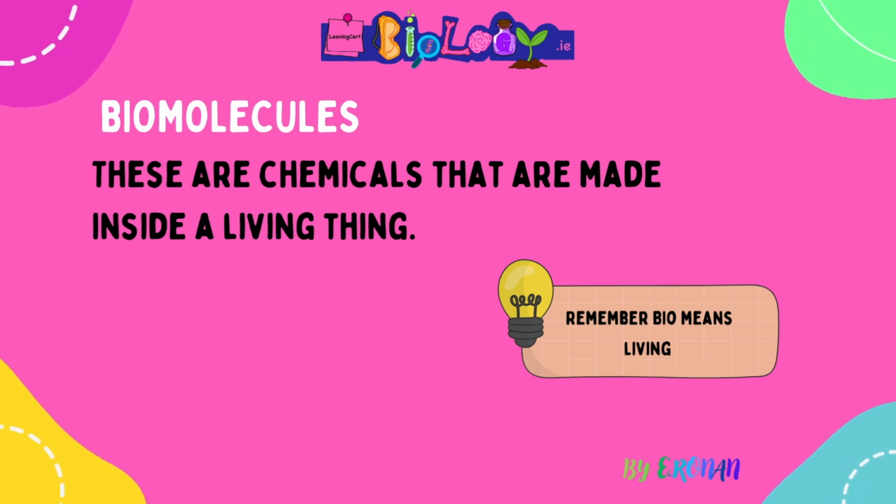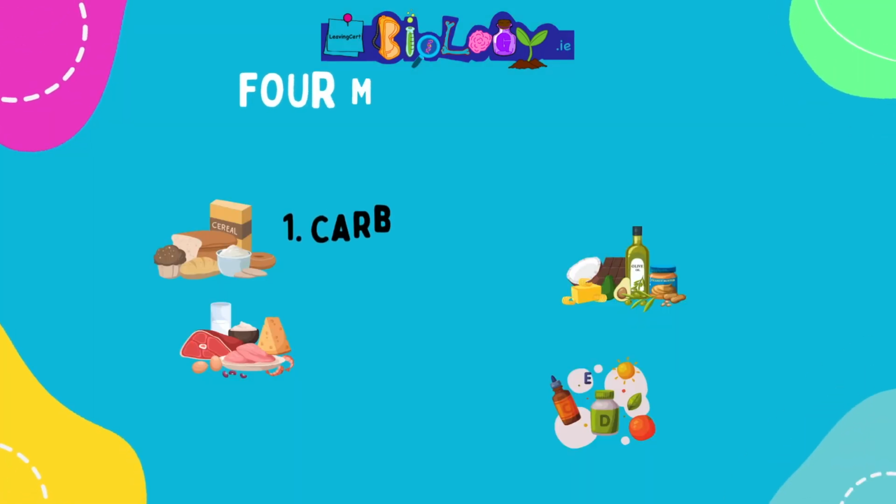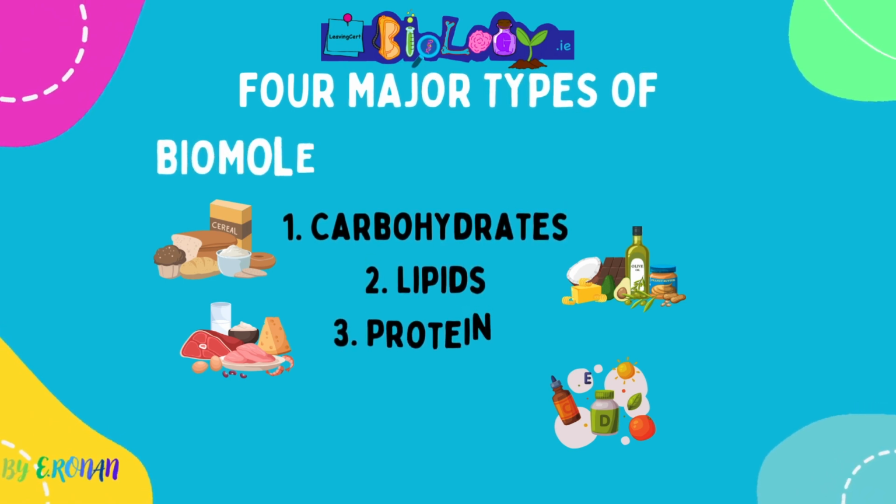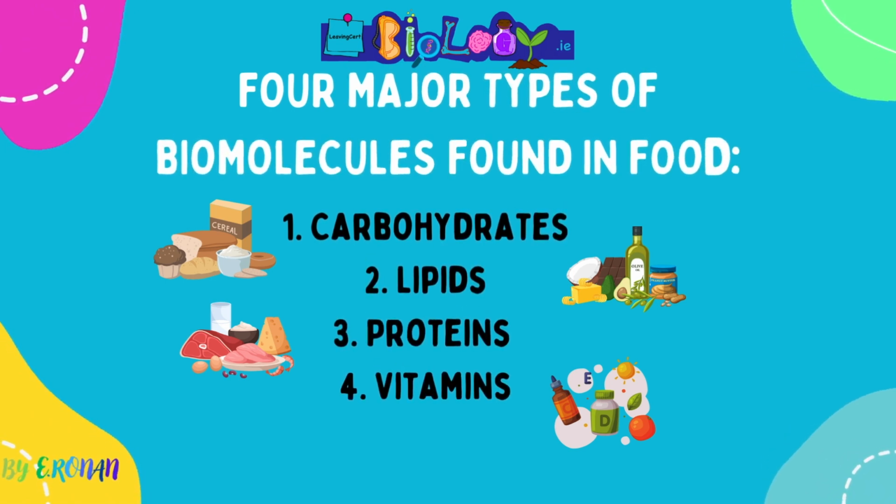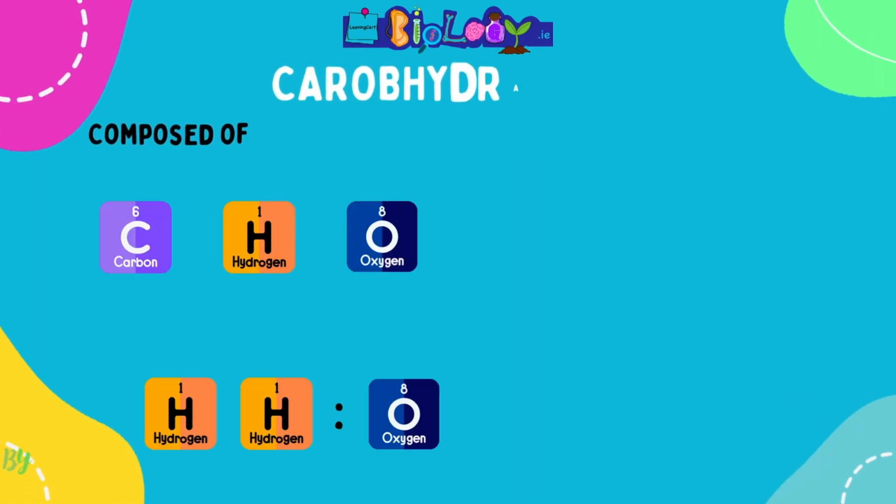And we are going to discuss the 4 different types of biomolecules that are found in food. The first one is carbohydrates, the second one is lipids, third one is proteins, and fourth one is vitamins. We're also going to have a look at minerals and water. Be very careful with lipids. You probably know them as fats, but we are no longer going to call them that. So we're going to start off with the first one, carbohydrates.